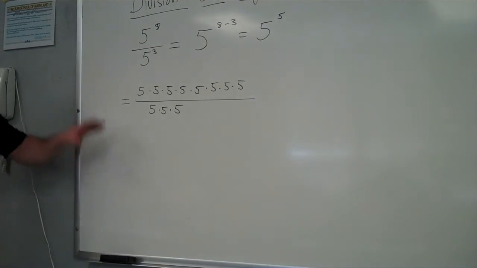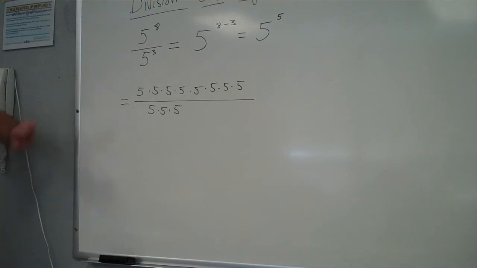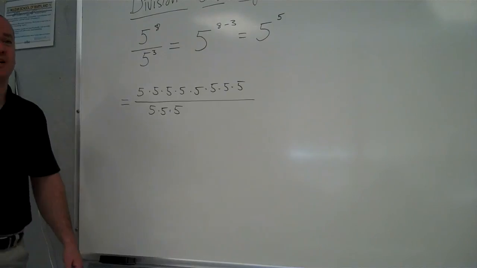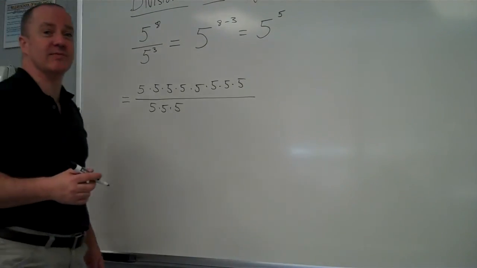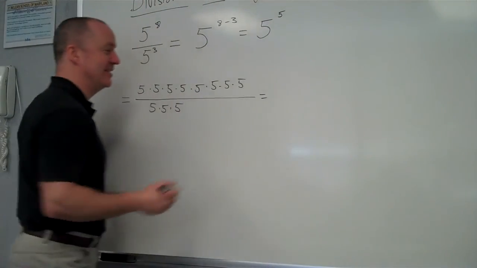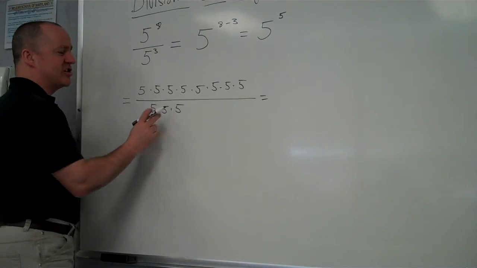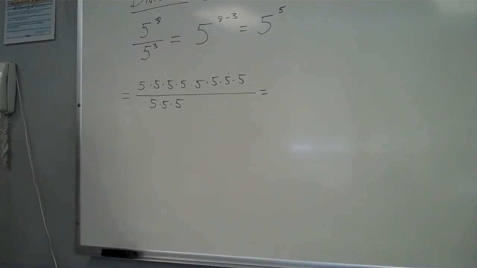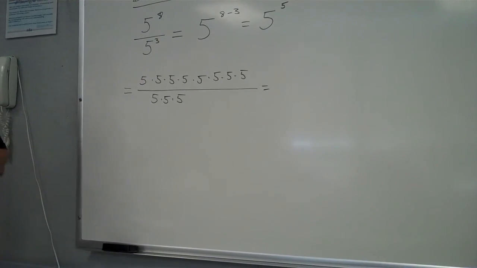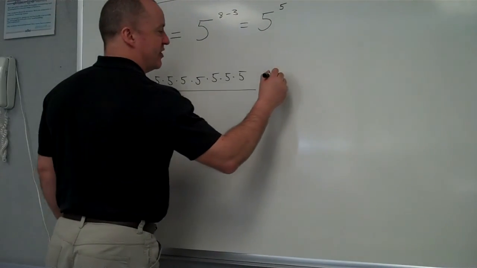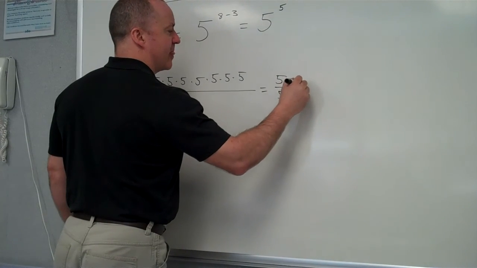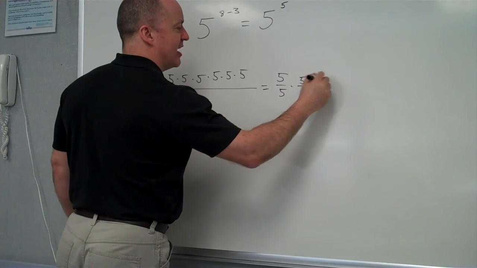Here's what's really going on with this. And again, you don't have to write it every time, but here's what's actually going on. Whenever you have multiplication going on inside a fraction, you can split it into separate fractions. So I could make this 5 over 5 times 5 over 5.